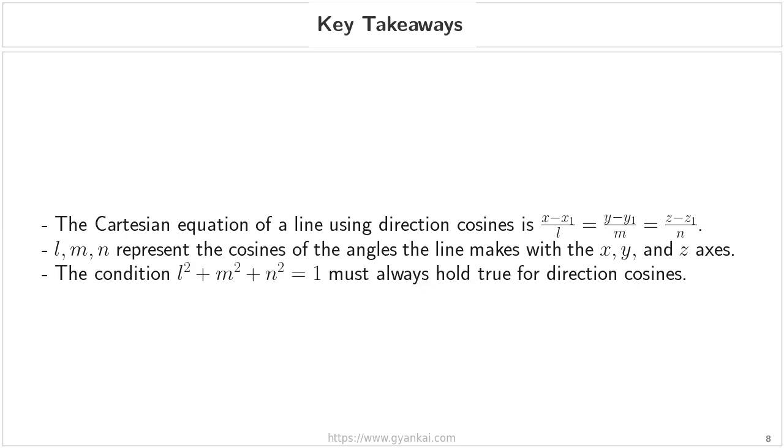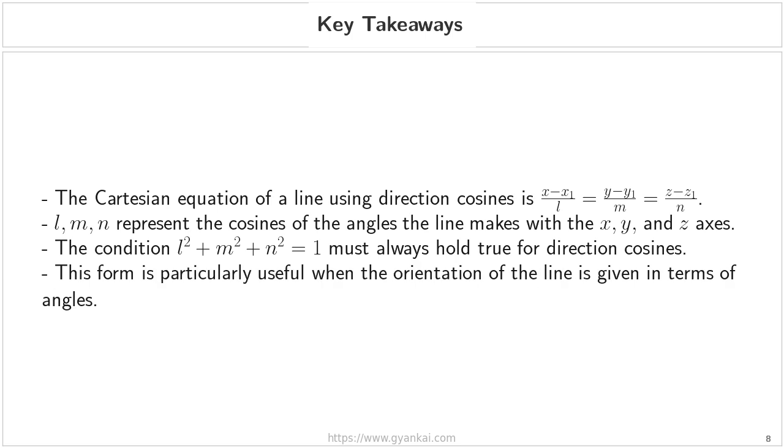Third, there is a very important mathematical property you must always check. The condition L squared plus M squared plus N squared equals 1 must always hold true for direction cosines. If you are ever working with direction ratios instead, remember that you'll need to normalize them so that this identity is satisfied. Finally, remember that this specific form of the equation is particularly useful in problems where the orientation of the line is given to you in terms of angles rather than just ratios.